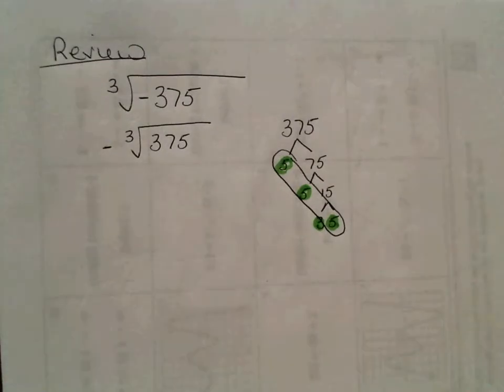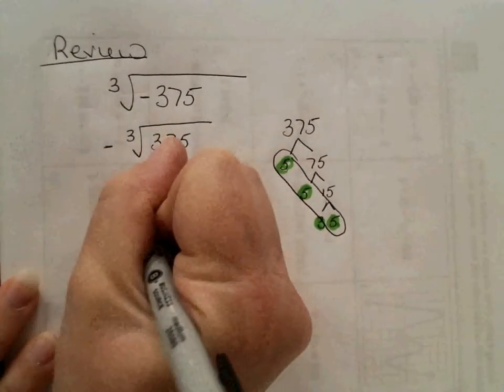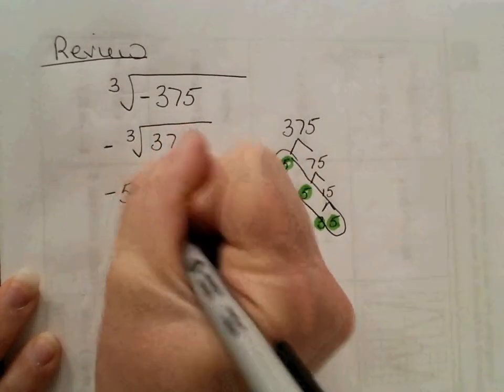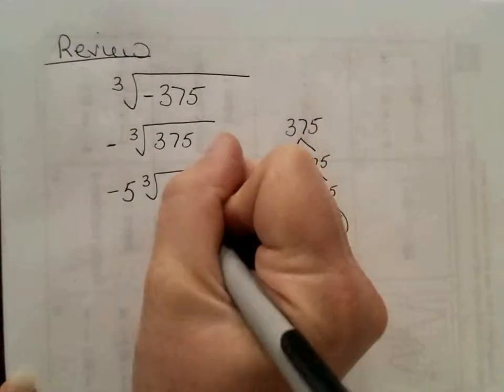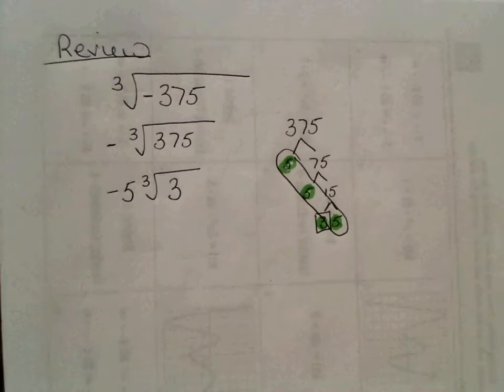You should pull just one since it's a group of 3. Correct. And then what's left over, which was this 3, would stay inside. So I would have that. And then for the negative, since the negative was pulled to the outside, you would just bring it down. Yes. Okay.